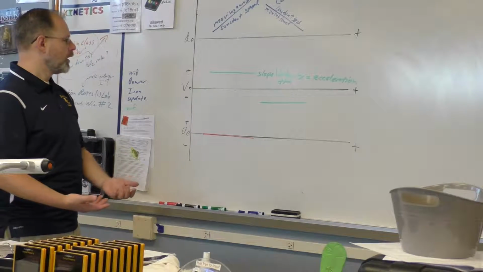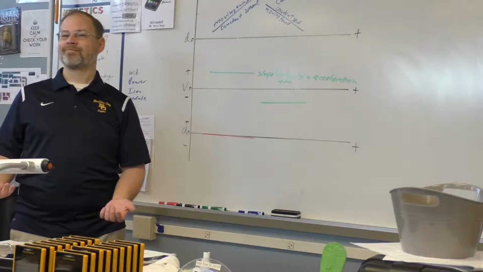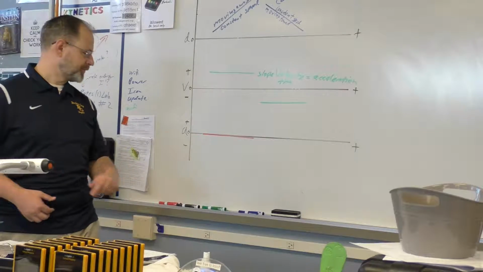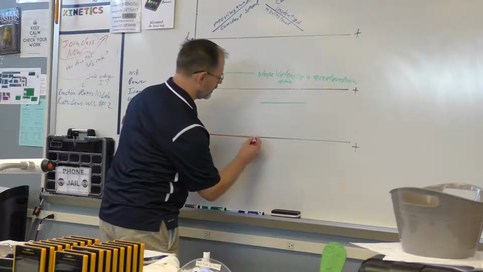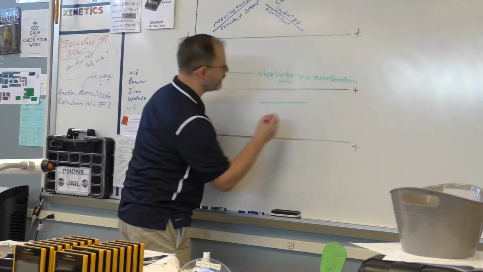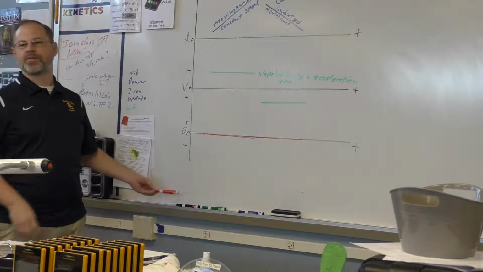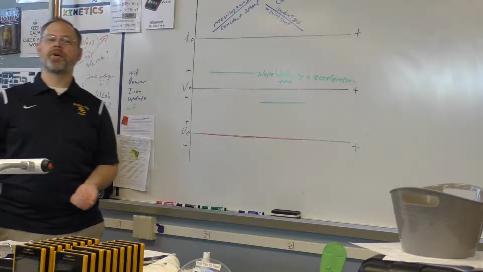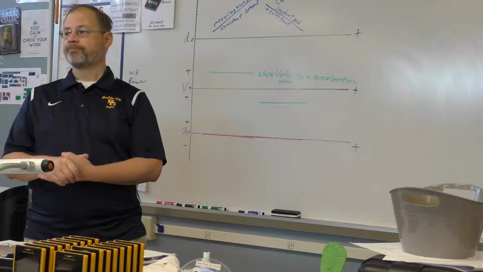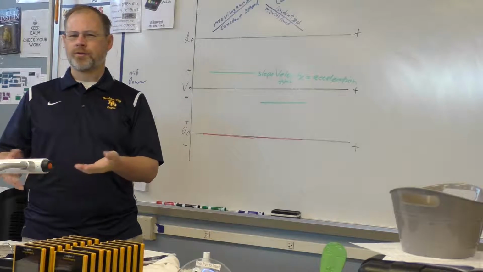What about acceleration? Acceleration is going to still be zero. Yep, still horizontal and still zero, because the slope of my velocity time curve is still zero, even though it's in the negative. Yes. Okay? Does this make sense so far?